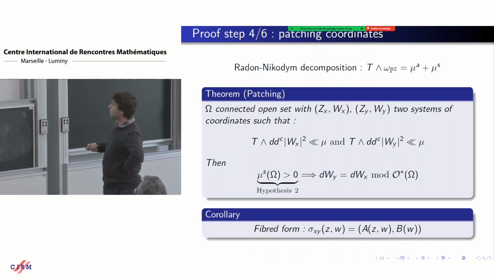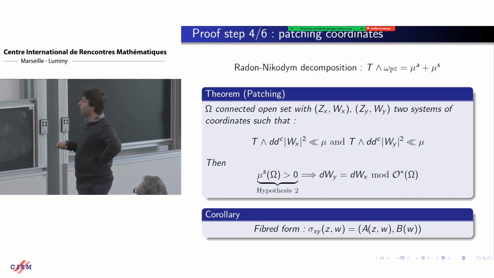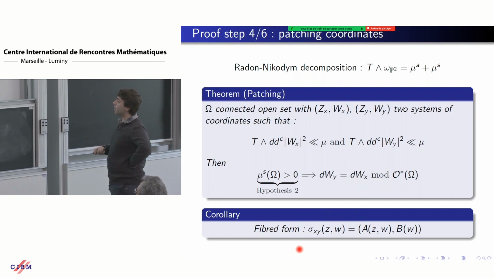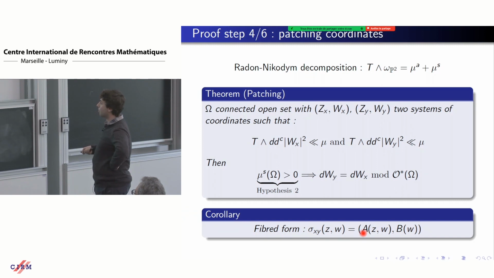So this is where my other hypothesis of my theorem appears. We can show that the differential forms of the coordinates are equal modulo a nowhere vanishing holomorphic function. And thus, as a corollary, we get that the mapping going from x to y has a special form. It has a fibered form. Okay? So since you have this kind of form, you may imagine that a foliation will appear.